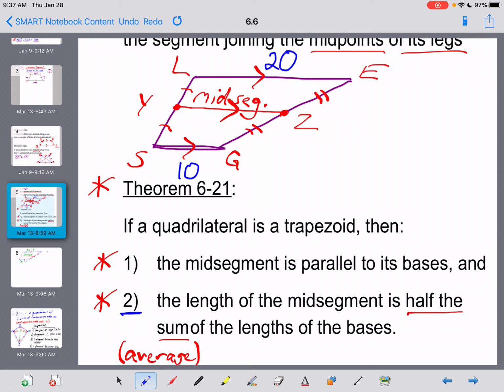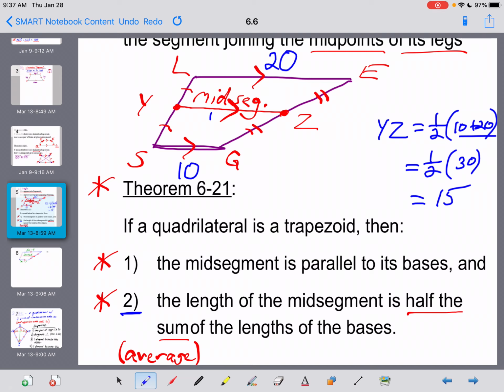This little theorem here, the second part, says that the length of the midsegment, YZ, is half the sum of the lengths of the bases. So the measure of YZ would be 1/2 the sum of 10 plus 20, which would be 1/2 of, well, 10 plus 20 is 30, and last I checked, half of 30 is 15. 15 is the average of 10 and 20. I don't think it's going to surprise everybody that the length of that piece is bigger than 10 and less than 20. But what might be surprising to you, I don't know, is that it's exactly halfway in between the 10 and the 20.